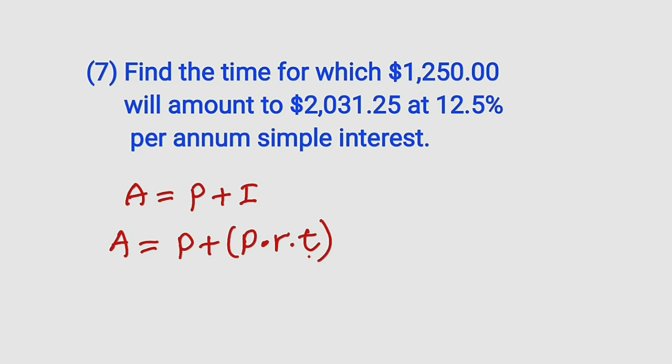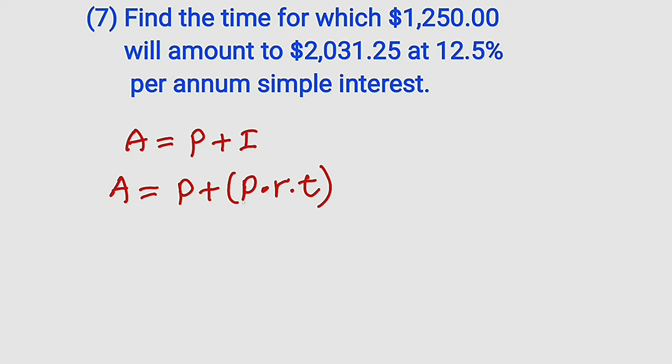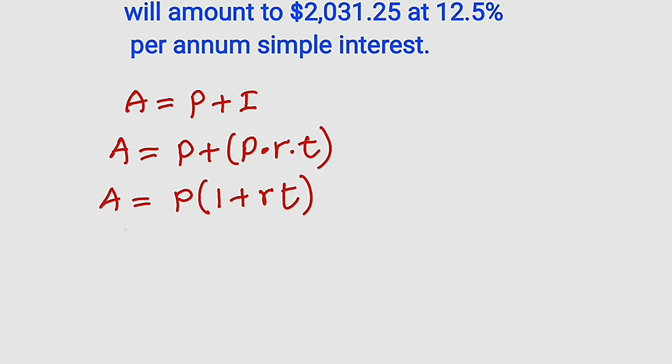And remember that our goal is to find the value of t. So how can we make it the subject? Since we have p here in common, we can factor it out. So A is equal to P, in bracket, from this one we have 1 left, plus from this other one P has gone already, so we have only rt. Now we can divide both sides by P, so we have A divided by P equals 1 plus rt.